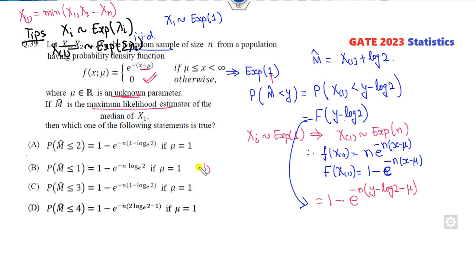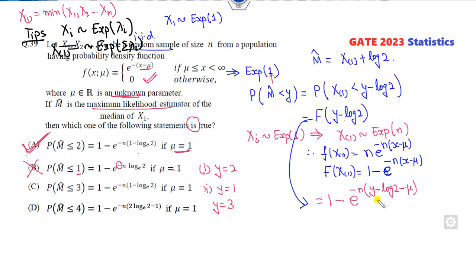Now look at the first option. Y is 2, mu is 1. There is only one correct option. Y is 2, 2 minus 1 is 1, 1 minus log 2 is the correct answer. Because there is only one correct option, the rest are cancelled. So look at the second option, y is equal to 1 and mu is equal to 1. So it's 1 minus 1, 0. Minus minus plus log of 2, but it should be a minus of this. Cancel out. Option 3.